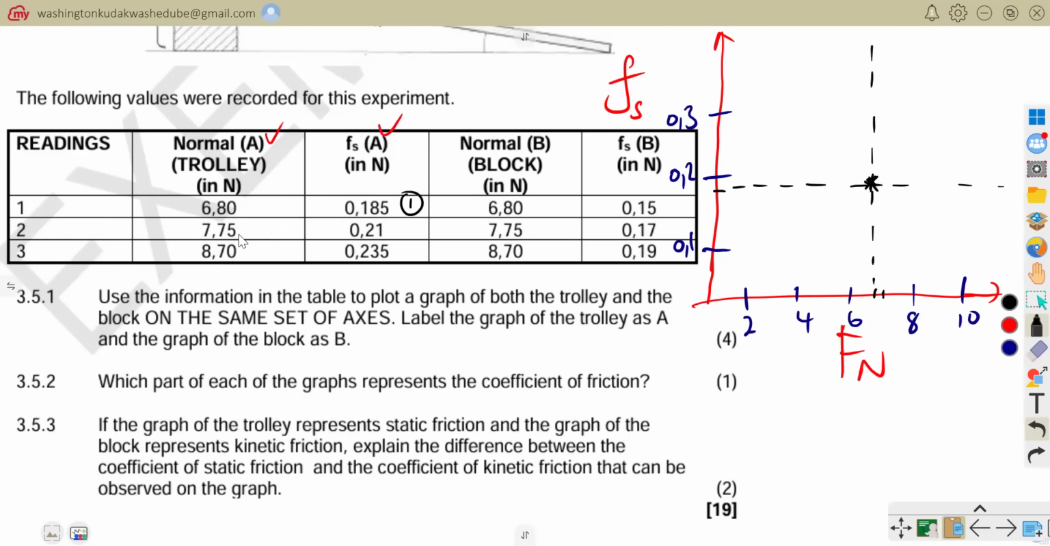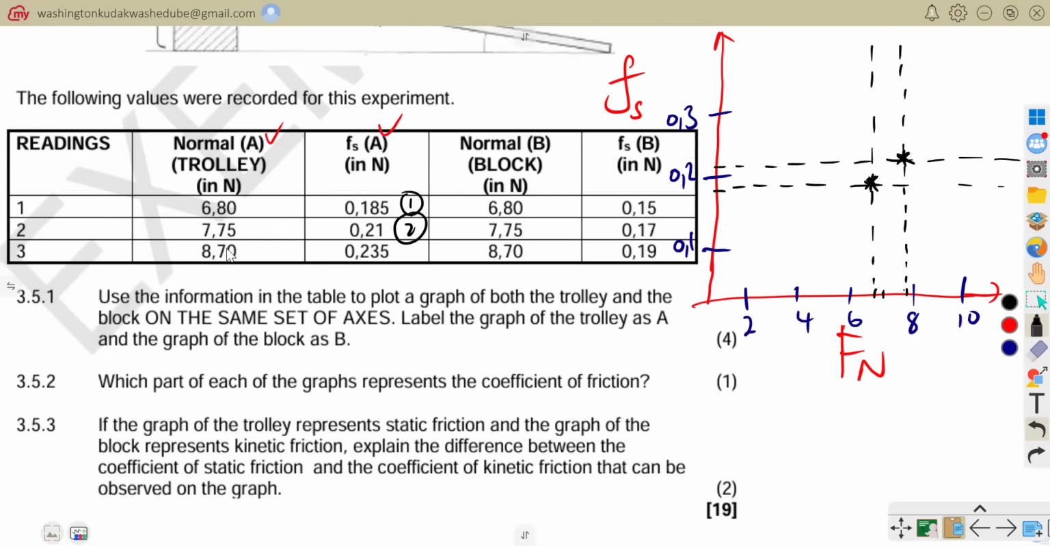The second plot is 7.75 against 0.21. So 7 can be here, and then 7.75 can actually be here. I'll take this 7.75 upwards so that I can say against what? 0.21. This is 0.2, and then 0.21 can actually be here. Where these two meet, that is where I'm going to have my second point.